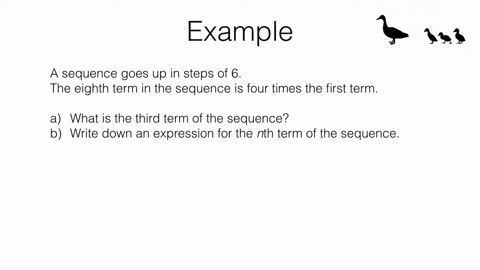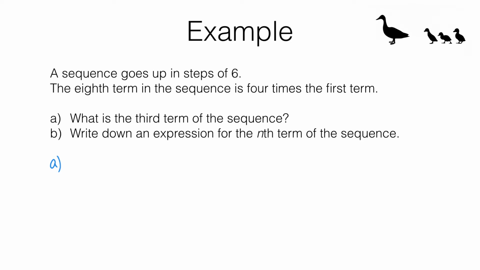In this series of videos, we are looking at taking a worded problem and setting up an equation which we can then solve. Let's get straight into this one. A sequence goes up in steps of 6. The 8th term in the sequence is 4 times the first term. What is the 3rd term of the sequence? That's part A. Let's focus on that first.